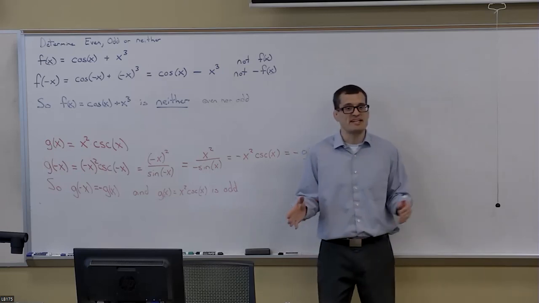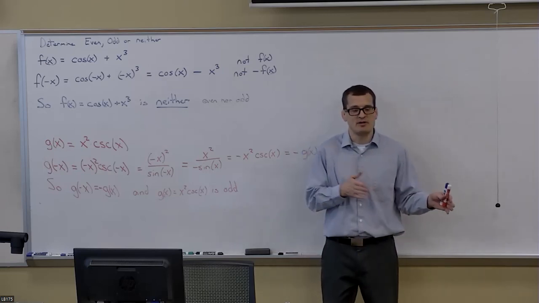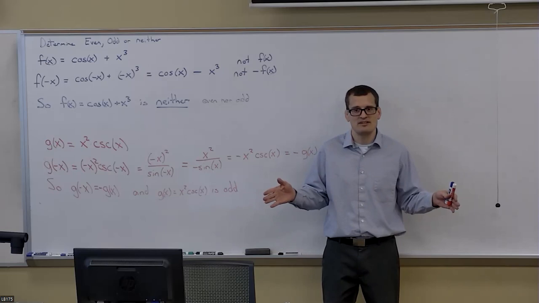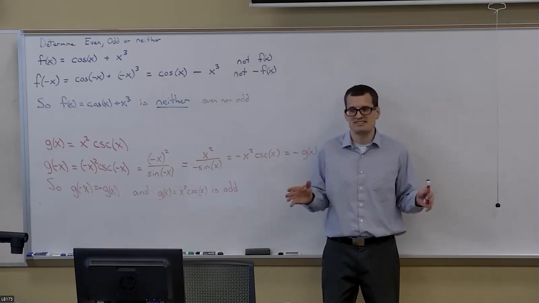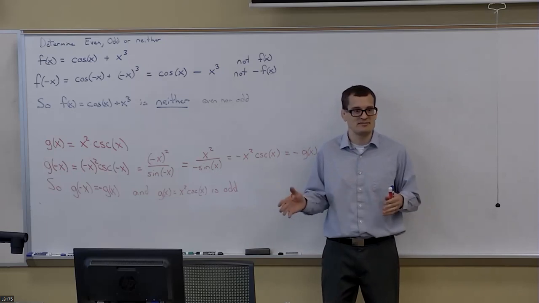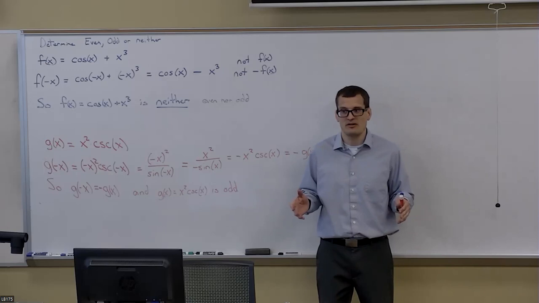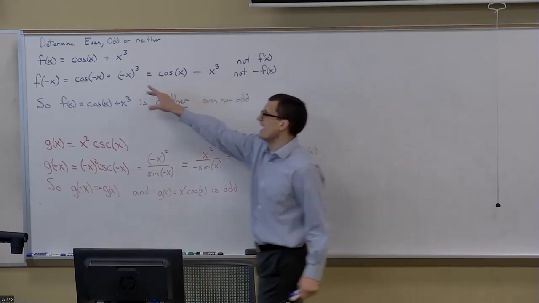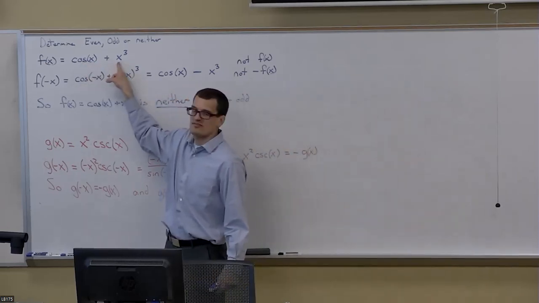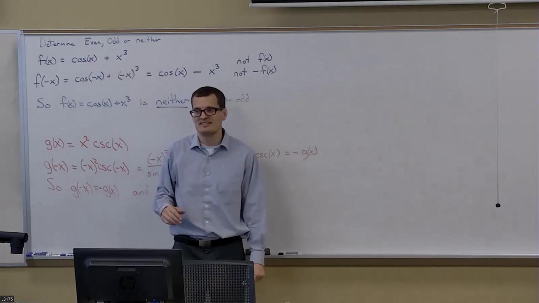By the way, when you add a negative number plus a positive number, you might get negative, you might get positive, you might get nothing, right? You might get 0. That's what we did here. We added an even function plus an odd function, and we got neither.